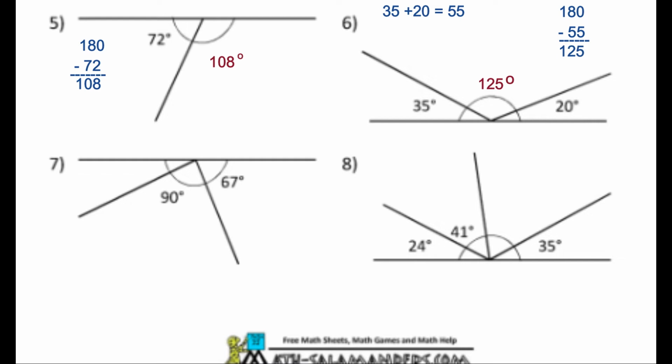Keeping that in mind, I want you to work out number 7 and number 8. Remember, when you already know more than one angle, just add up those angles first and then subtract them from 180 degrees to see what's left. So take a moment, work out 7 and 8. Pause the video, of course.